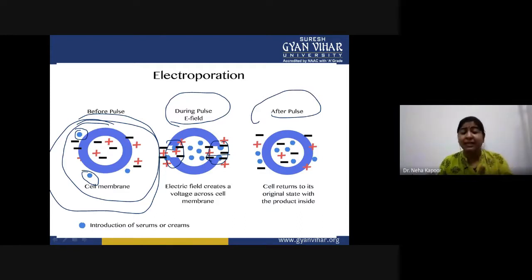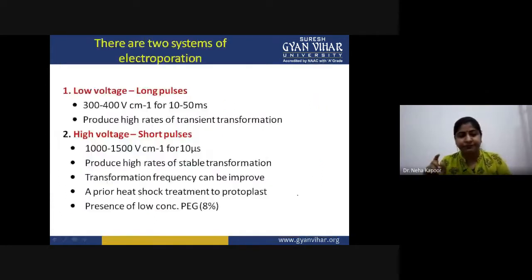Why? Because as I told you, this pore formation is temporary. These are transient pores. It is not permanent. Once you have applied the electric current, suddenly the pores are created, and DNA will get inside. When the pulse is removed, again the cell will restore its original state.